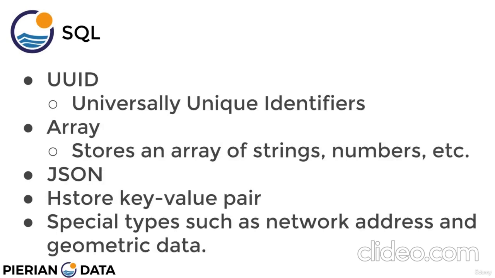Some other not as common ones are things like UUID, or Universally Unique Identifiers, which is essentially an algorithmically unique code in order to make sure you have a unique identifier for a particular row. Then you also have things like arrays, which store an array of strings, numbers, etc. You can also store things like JSON. There's HStore, which is a key value pair, and there's special types such as a network address and geometric data.